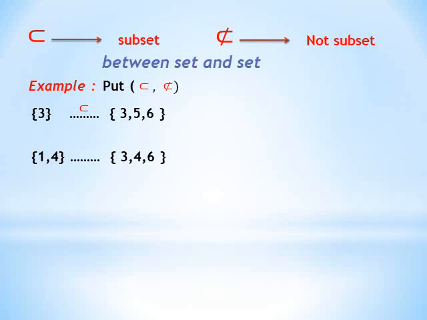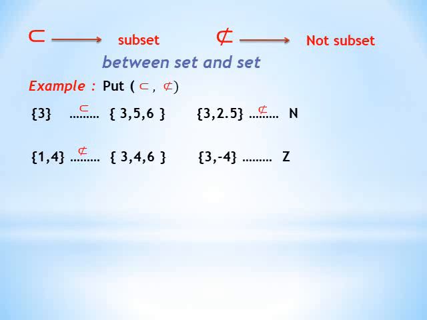So I will put, I found 4 only. What about 1? I didn't find 1, so I will write not subset. What about 3 and 2.5? 3 is in the natural numbers. What about 2.5? 2.5 is a decimal. Did I find it in the natural numbers? I don't think so, so I put not subset.